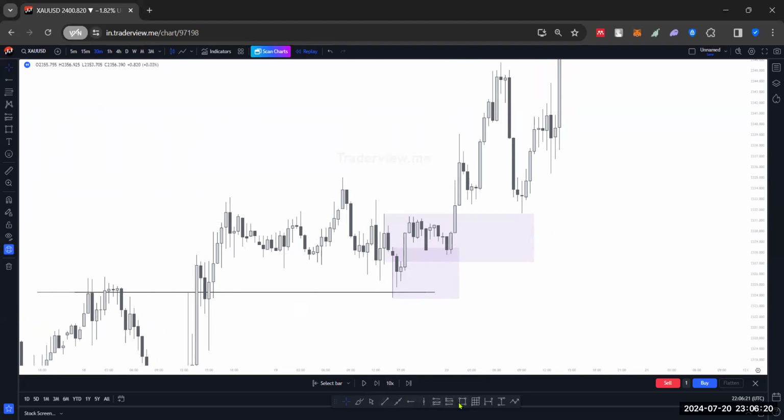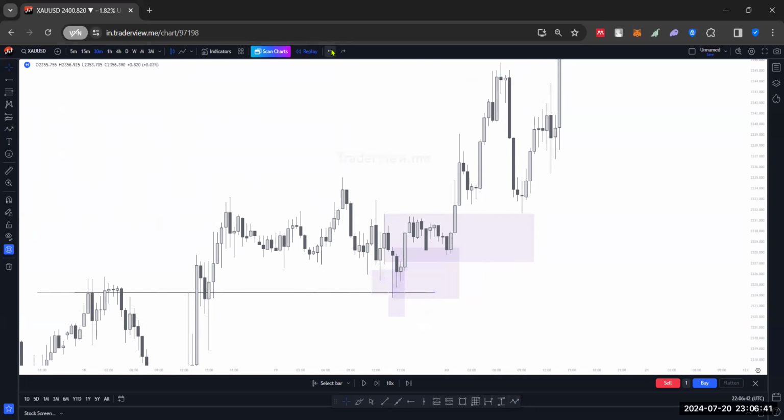But imagine price got to this level and gave you an engulfing sell instead, an M30 engulfing sell. What do you want to do? It means that the H4 level is going to get broken. So you'd expect to see something like this. Price comes, taps, comes, taps, and then continues to sell.